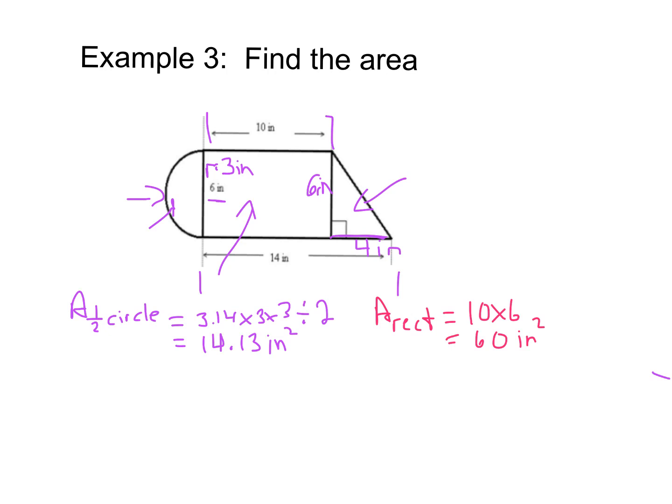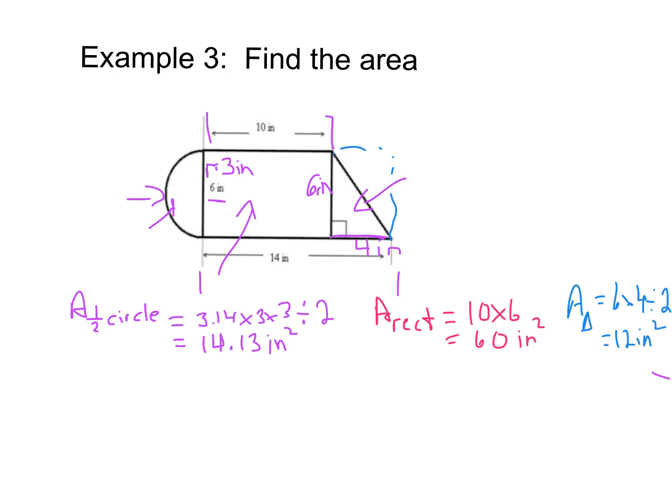So now let's have a look at our triangle. I'll just draw a little triangle down here, and we're going to do length times width, so 6 times 4, and then we're going to divide by 2 because it's only half of the rectangle that would have the length and width of 4 times 6. And so that's going to be 12 inches squared.